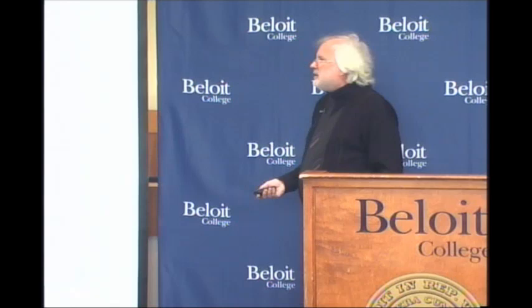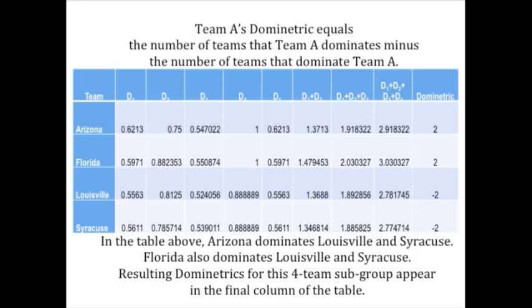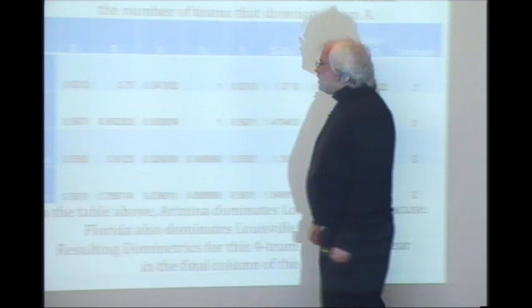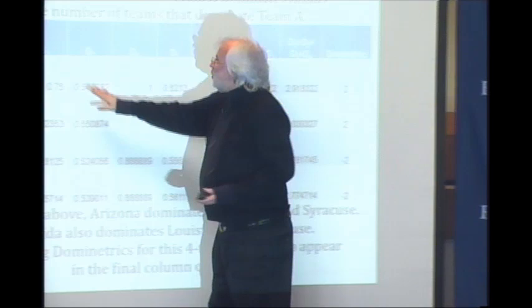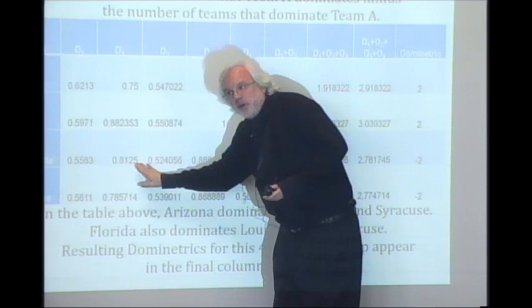So the best way to understand this is to apply it to an example. Let's take some of the best teams in the United States this year, and begin with a comparison between, say, Arizona and Louisville. Arizona's opponents won 62% of their games. Louisville's opponents won 55% of their games. So far, Arizona is dominating Louisville. Now, when Arizona went away from home, they won 75% of their games. When Louisville went away from home, they won 81.25% of their games.